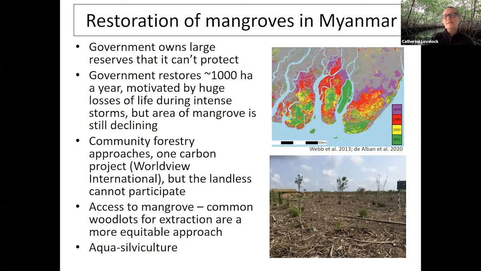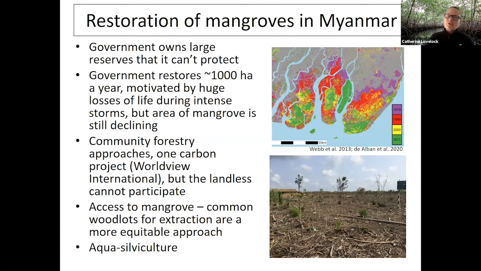And then I think this is my final slide, or close to, and this is about restoration of mangroves in Myanmar. In this situation, the government owns most of the forest and it can't protect it, right? If you look at that top right picture, the purple stuff was mangroves lost in the 70s. The red stuff was lost in the 90s. The yellow stuff is lost in the 2000s. And what we've got left is the green stuff in 2011. And I can tell you that some of that green stuff is not in great shape either, right?